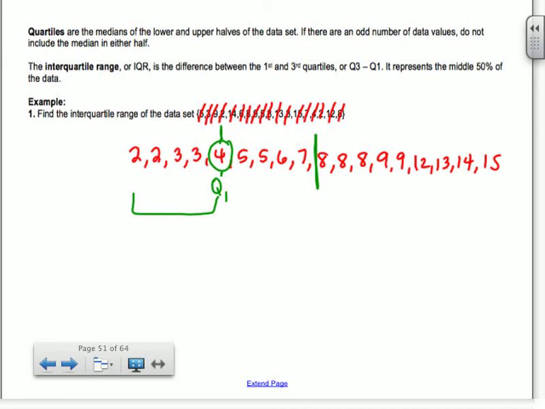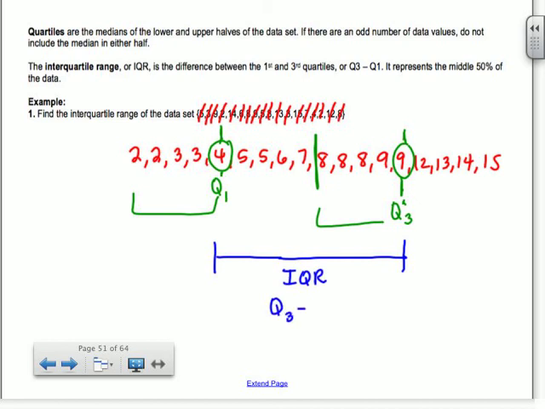All right, then Q3 is going to be 1, 2, 3, 4. So Q3 is right here, because it represents the end of the third quartile. Your interquartile range is just the difference between these numbers. IQR is Q3 minus Q1. So it's 9 minus 4, so your interquartile range is 5.